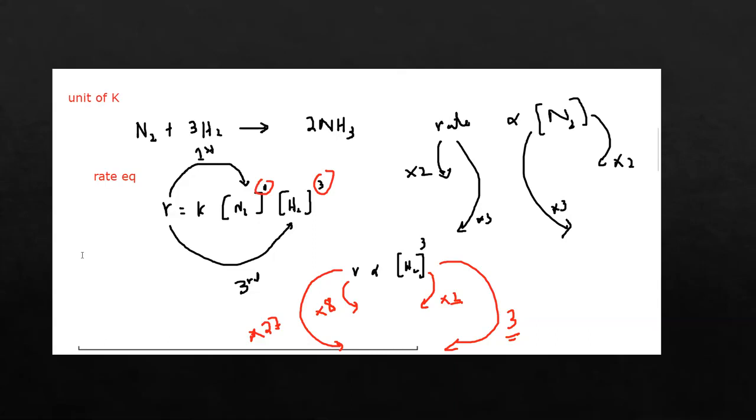And what is the total order of the reaction? The total order of a reaction is the sum of the powers of the concentration of each reactant. So 1 plus 3 gives 4. Is the concept of first order and third order clear in this example? Any doubt in this?